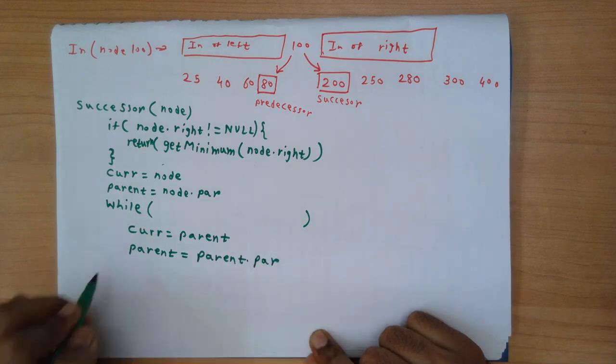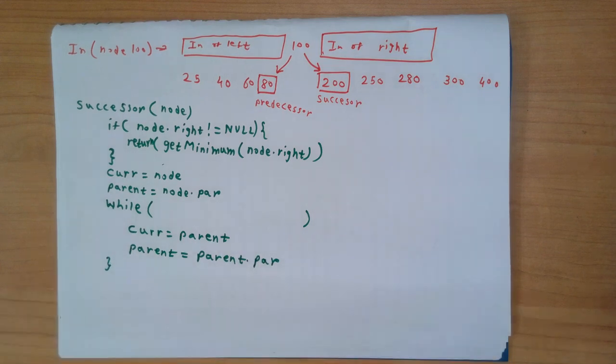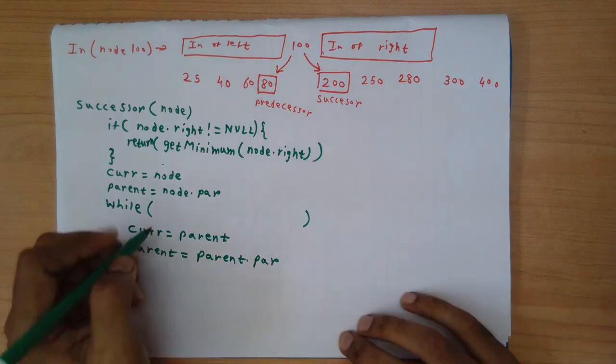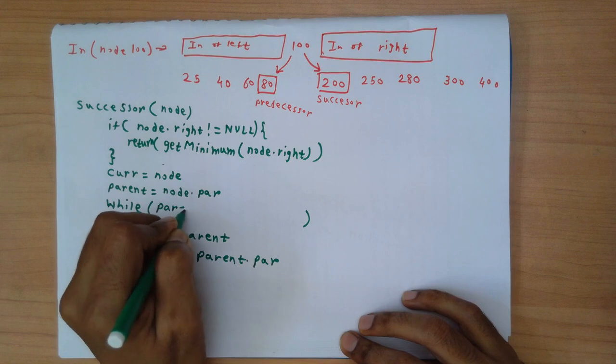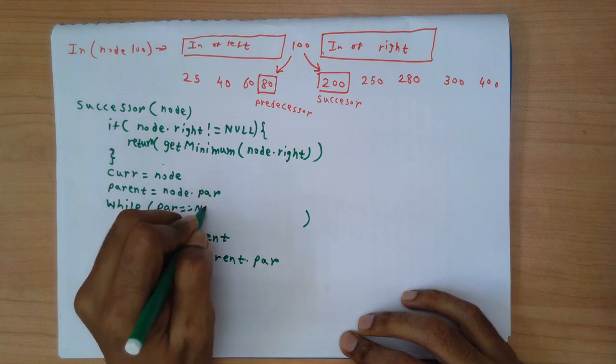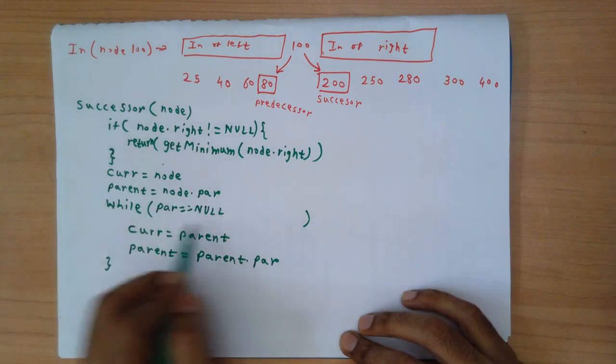And how long should we do this? We should do this till perhaps we reach the end. If we reach a stage where the parent that we have found is null, then we should break. So while parent is equal to null, if that is true, then we should break.